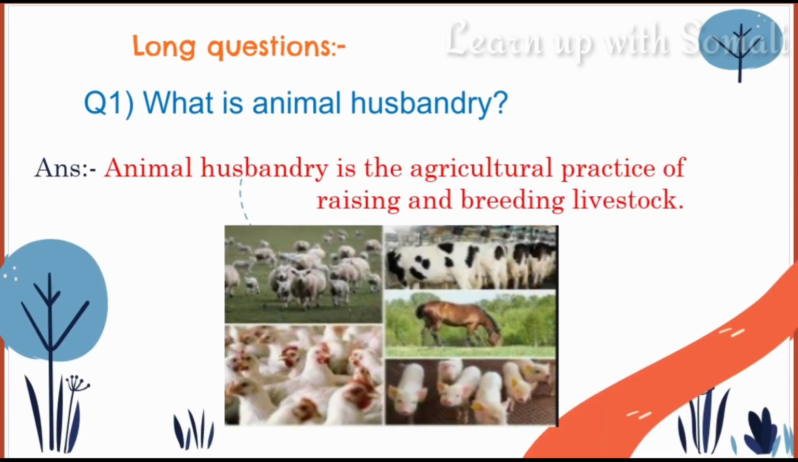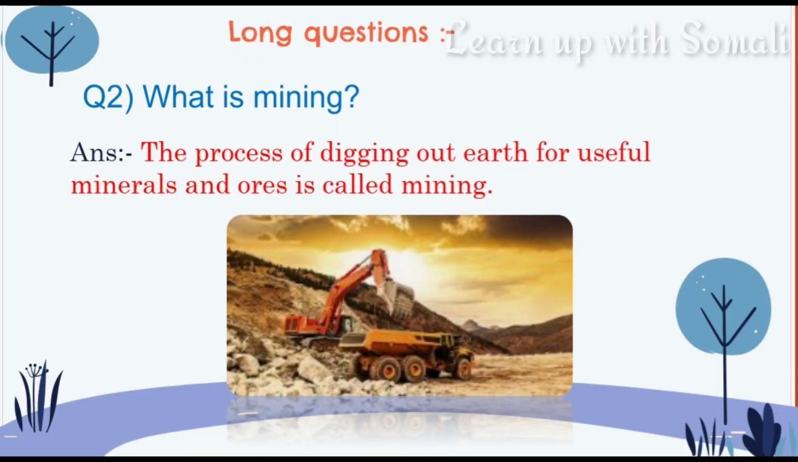Now kids, let's move on to the long questions which are given at the end of the chapter Occupations in India in your book. Question number 1. What is animal husbandry? The answer is animal husbandry is the agricultural practice of raising and breeding livestock. Moving on to question number 2. What is mining? The answer is the process of digging out earth for useful minerals and ores is called mining.